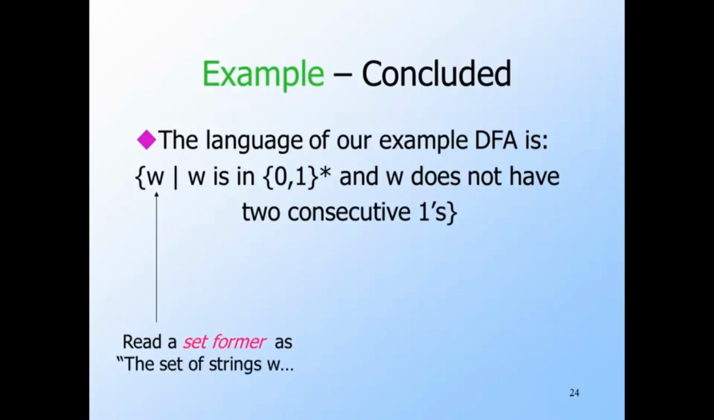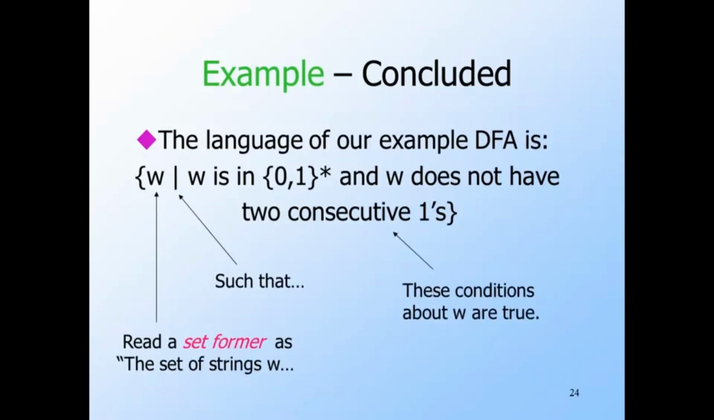In this case, the expression simply says that the set consists of some strings W. We know they're strings because of our convention. The vertical bar can be read "such that," and then there follows a description of what must be true for something to be a member of the set. In our example, we say that the string consists of zeros and ones and does not have two consecutive ones.